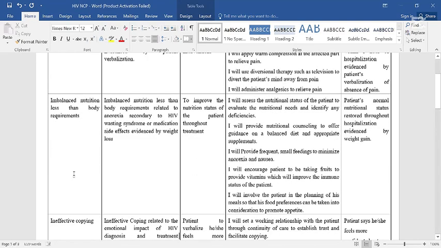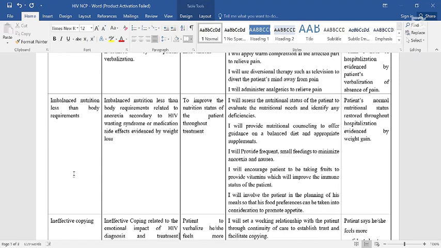Let's start with the analysis. A patient with HIV and AIDS will have a poor appetite, nausea, and also vomiting. This is a result of, number one, the medication that they are taking. It can also be as a result of the pain, and also due to depression. So from that, we can tell that our problem here is imbalanced nutrition less than body requirement.